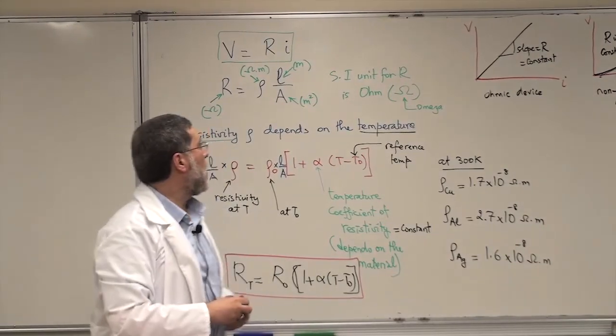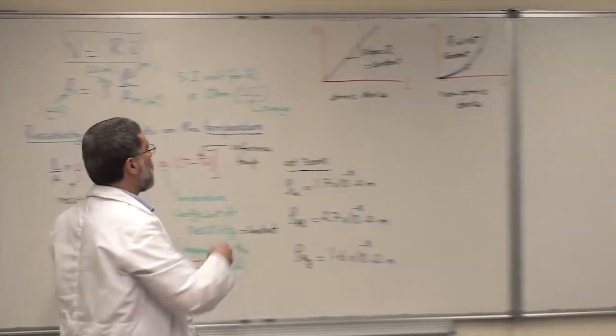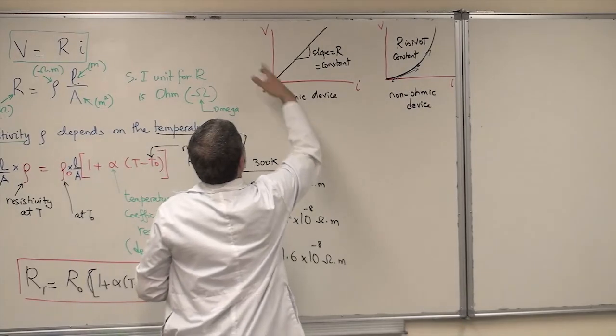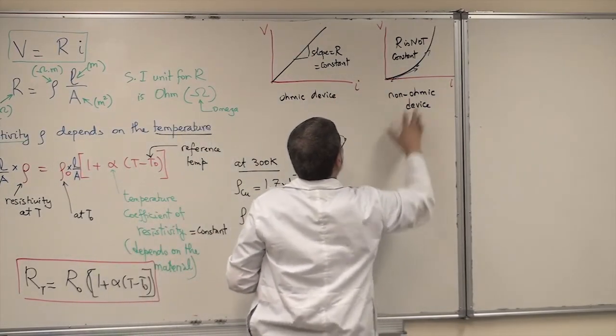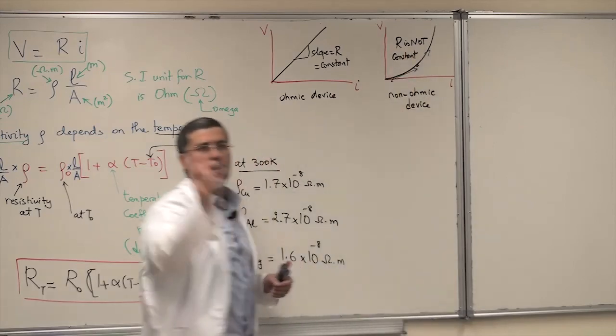So we have ohmic devices and we have non-ohmic devices. On the ohmic device, V versus I is linear. On the non-ohmic device, V versus I is non-linear. An example of this will be the light bulb.